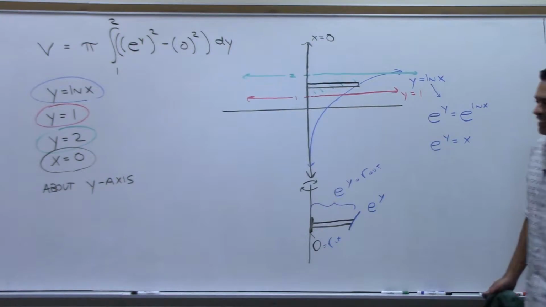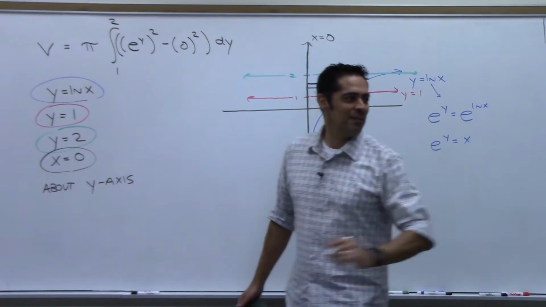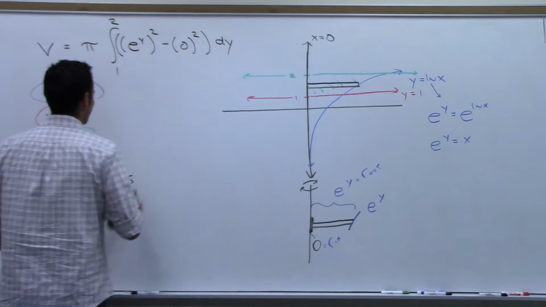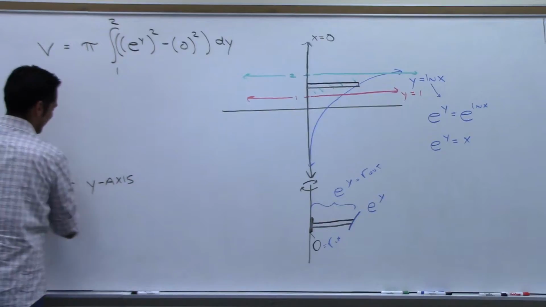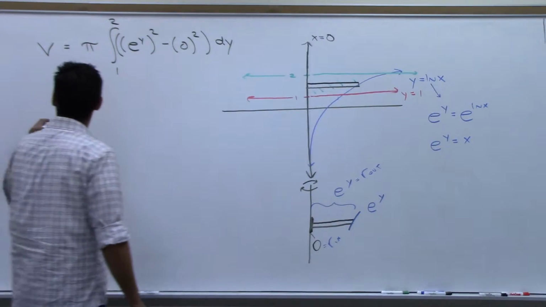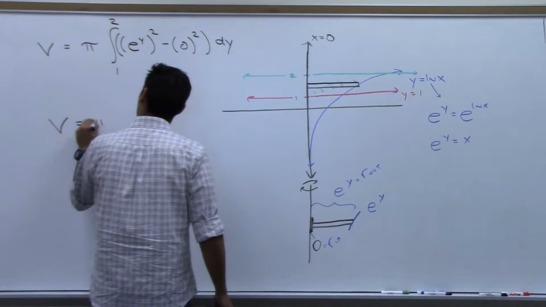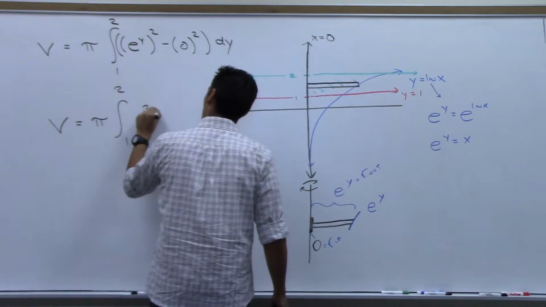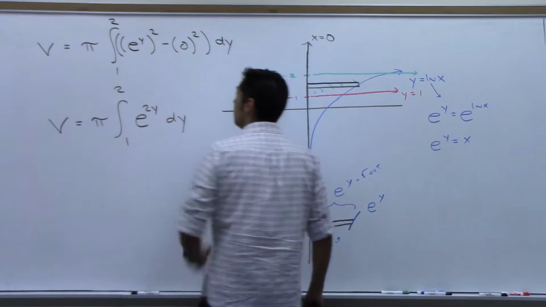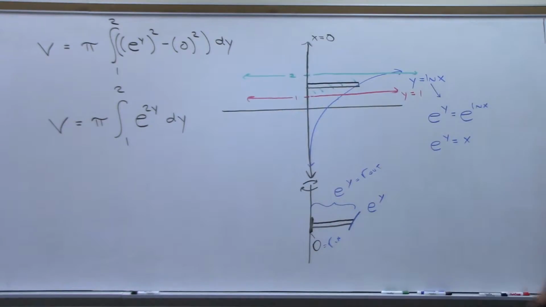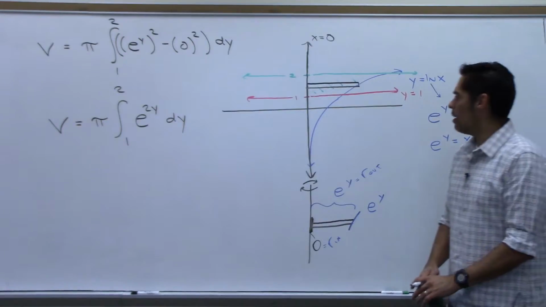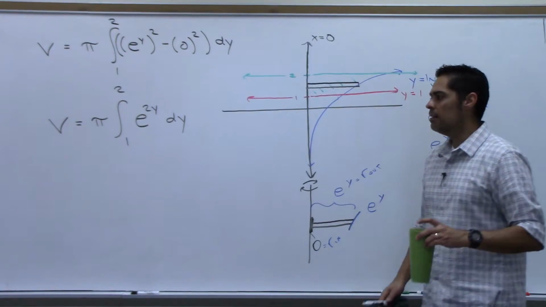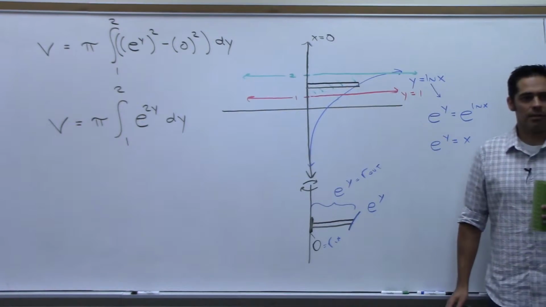0 squared? Get your calculator. That's why you have that fancy thing. All right, V is equal to pi times the integral from 1 to 2 of e to the 2y dy, because e to the y squared is e to the 2y. And that's it. Whatever that number is represents the volume of that solid, and we call these solids of revolution.